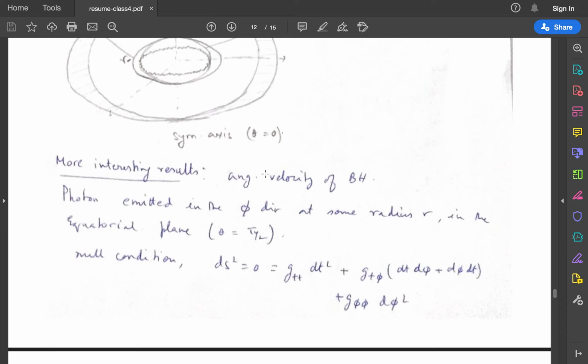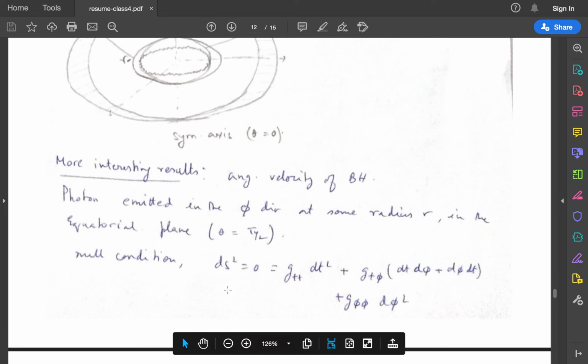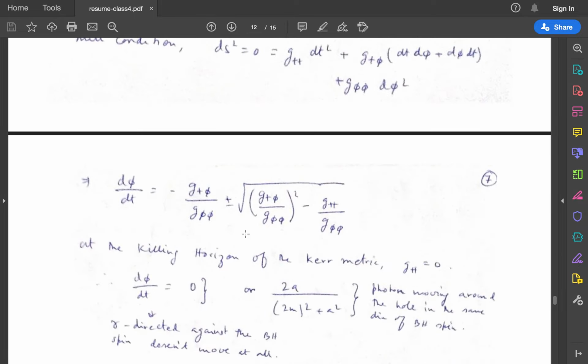So what is the angular velocity of the black hole? Let us first think about the angular velocity. Let us say that a photon is emitted in the phi direction at some radius r in the equatorial plane. So theta is fixed. For the photon, the null condition will be ds square equal to 0, and we will have the terms gtt, gt phi, and g phi phi, because r is fixed and theta is also fixed. If I do that, then I will have two solutions for d phi by dt.